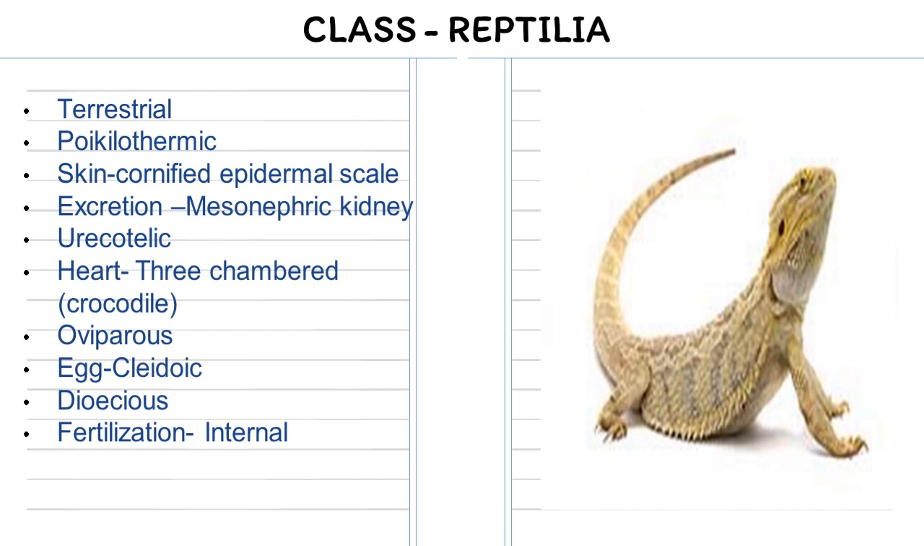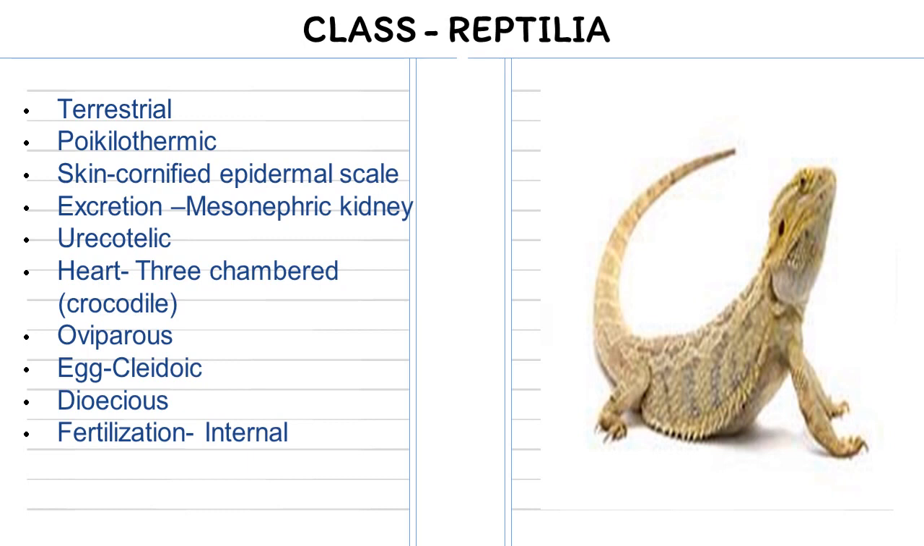And the next class is Reptilia. These are also very familiar animals. So let us see the characters. First, habitat. It used to live on the land, so it is one of the terrestrial animals, right? And the next nature, it is a poikilothermic animal. As we said already, it could change the body temperature, right?